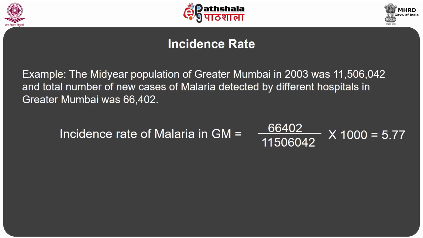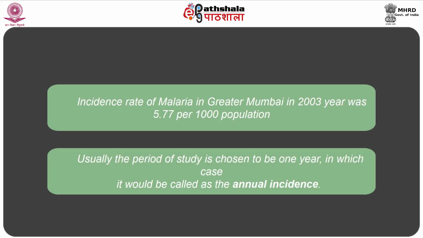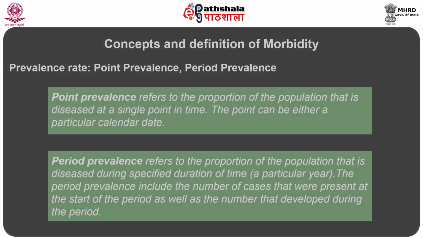What was the IR? As per the above formula, the incident rate of malaria in Greater Mumbai equals 66,402 divided by 11,506,042 multiplied by 1000, which equals 5.77. The incident rate of malaria in Greater Mumbai in 2003 was 5.77 per 1000 population. Usually, the period of study is chosen to be 1 year, in which case it is called the annual incidence. Prevalence rate, point prevalence, period prevalence.